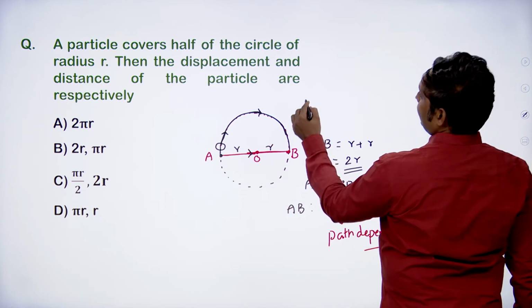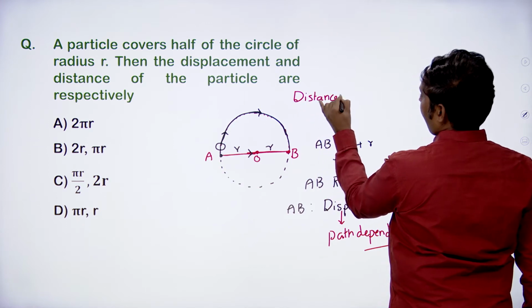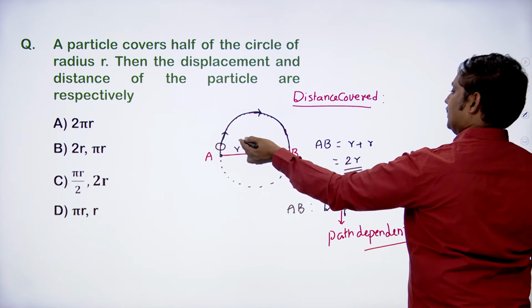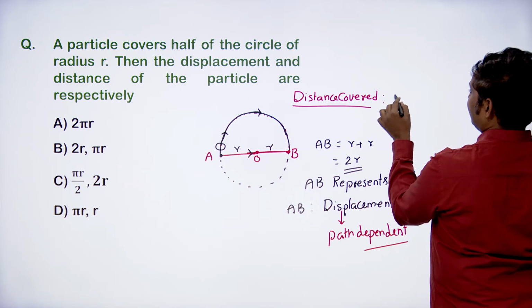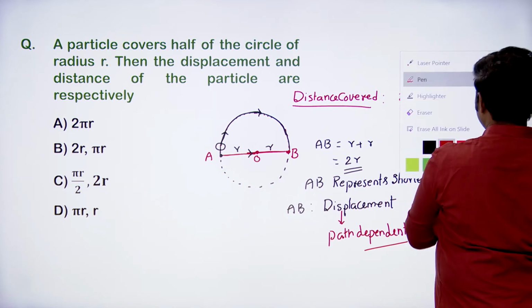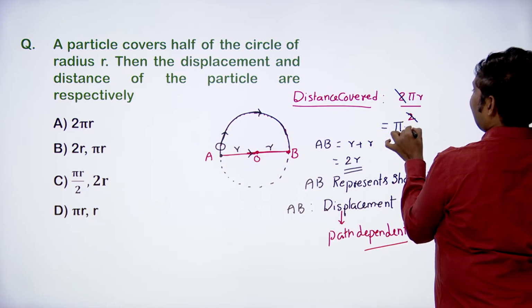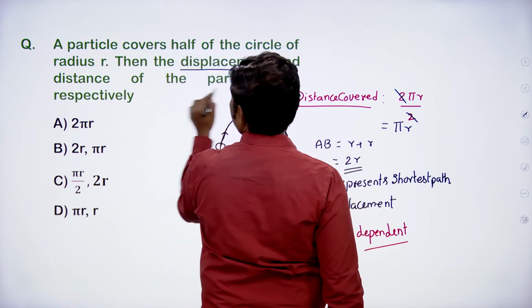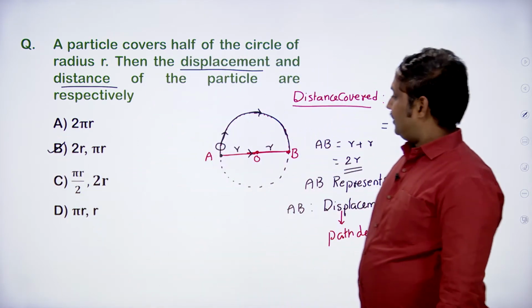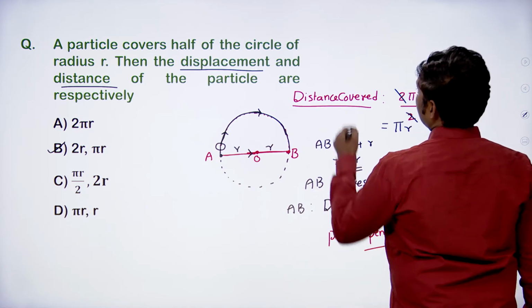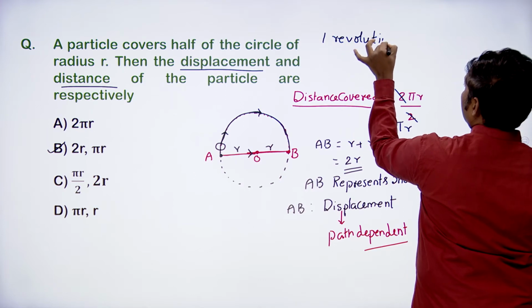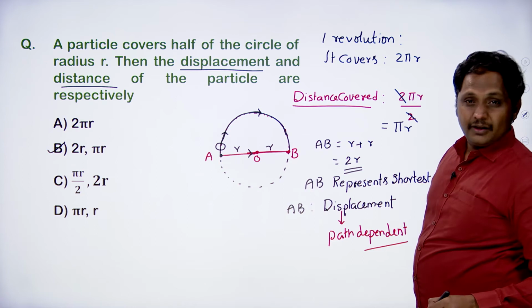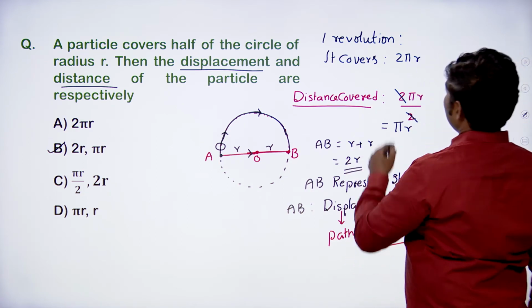Now, you will get the distance covered. It has been covered in a circular path, half of the circle, that is 2 pi r by 2, which is going to be pi r. It is very clear. We can go for that option, displacement and distance. So, displacement is going to be 2r and distance covered, if it is one complete revolution, it covers 2 pi r distance. In half of that we can take 2 pi r by 2, half of the revolution.